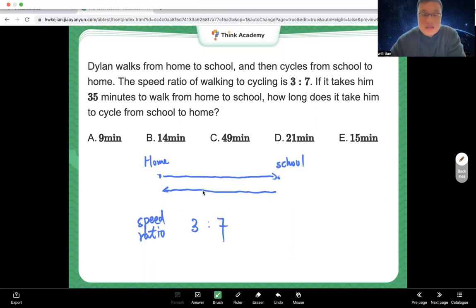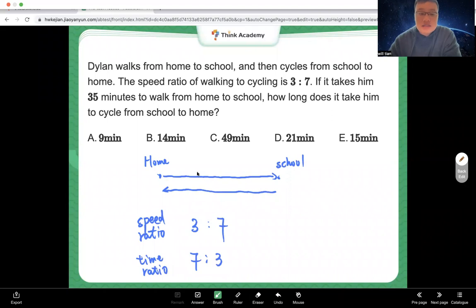And also we know that the distance is fixed, right? Just remember what you learned in the class. If the distance is fixed, then the time ratio will be inversely proportional to the speed ratio, right? Because when you slow down, it's going to take you more time to cover the same distance. So the time ratio is going to be 7 to 3. Just swap that order. You'll know the time ratio when you go from home to school and from school back home. The ratio will be changed into 7 to 3 in terms of time.